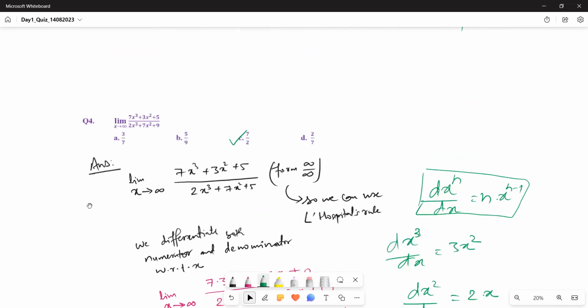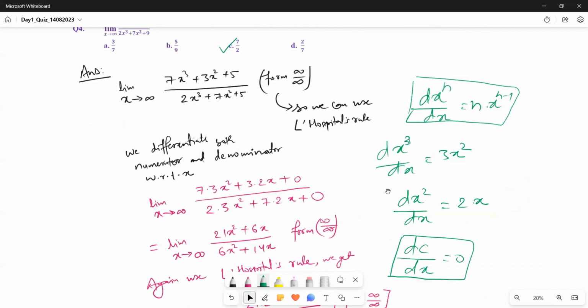But for the exam, what you can do is, you can just see if it is in the form of infinity by infinity and the higher power terms of x in both the numerator and denominator have the same higher power, you can simply write the ratio of the coefficients of both, and that will be your answer. So for example, in this case, the coefficient of x cube in the numerator is 7, and the coefficient of x cube in the denominator is 2. So our final answer will be 7 by 2.